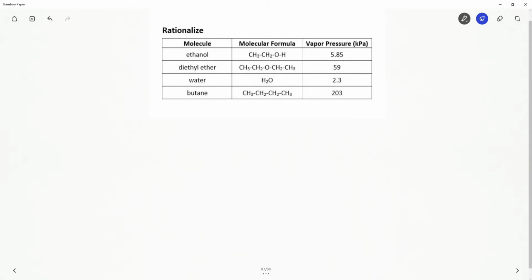Now that you know and understand intermolecular forces, let's work some problems together. Our first problem here wants us to rationalize these different vapor pressures. Now remember, vapor pressure is defined as the pressure of a gas at equilibrium with the liquid phase.